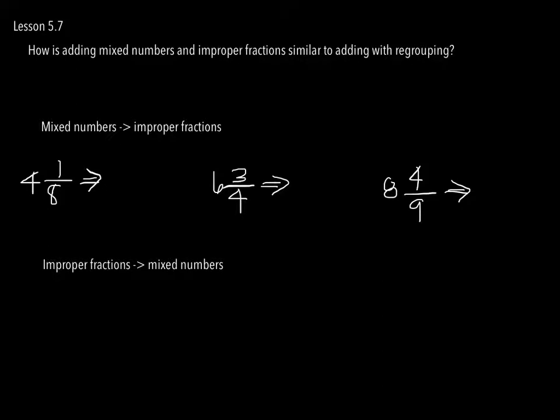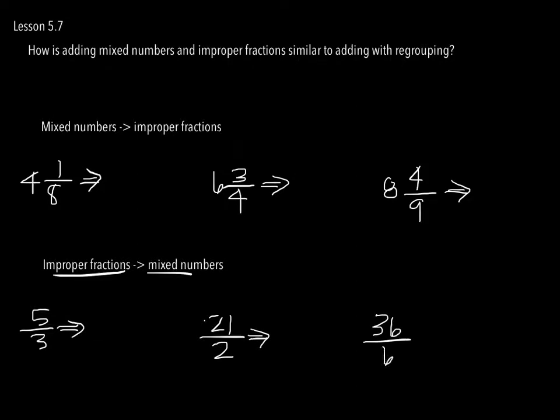And in terms of going from improper fraction to a mixed number, we're looking at 5/3, we're looking at 21 over 2, and finally, we're looking at 36 over 6. So why don't you take some time, boys and girls, and work these problems? Pause the video, work the problems, and then when you're done, restart the video and check and see how you did. Alright, good luck. Hopefully you remember from yesterday.